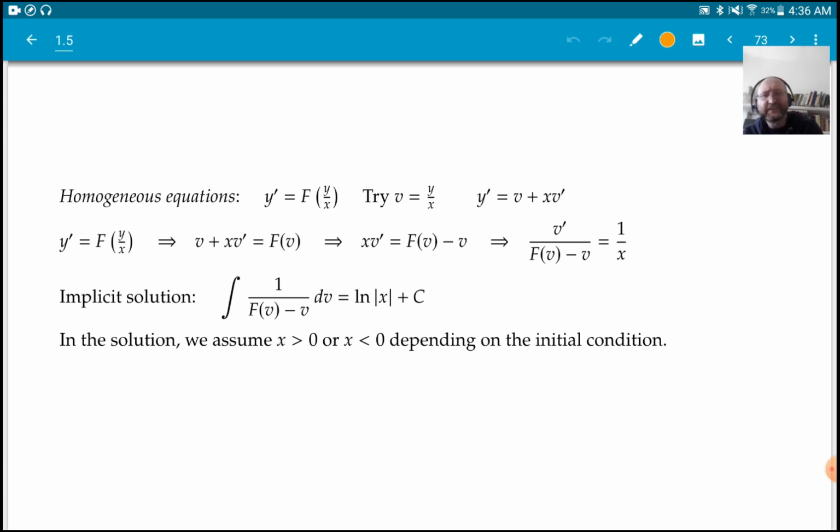Now, notice that, you can already see it here. X equals 0 is going to be a problem, right? And clearly a problem here as well. So, we generally assume that x is positive or x is negative. And that really depends on the initial condition that you have.